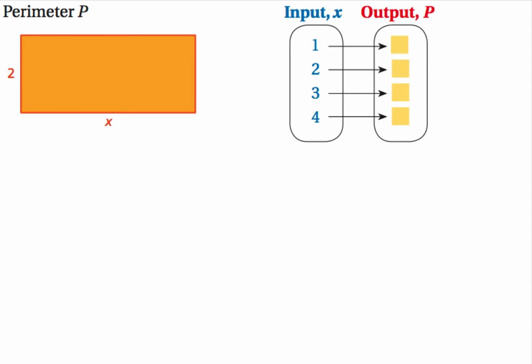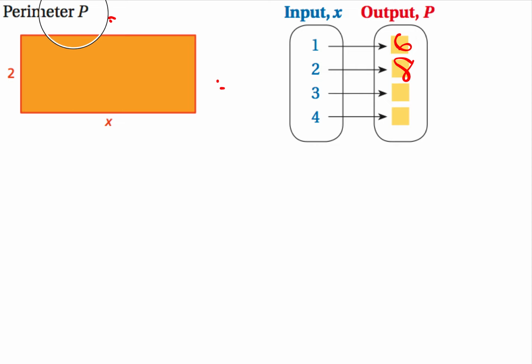We'll change its color, but now we're going to look at perimeter. If I try inputting a base of 1, the perimeter will be 1 plus 2 plus 1 plus 2. That is 6. If we try putting in a 2 for the base, now it's 2 plus 2 plus 2 plus 2. That is 8.